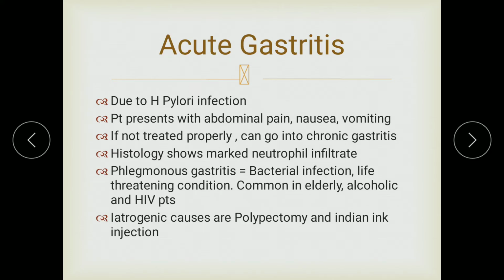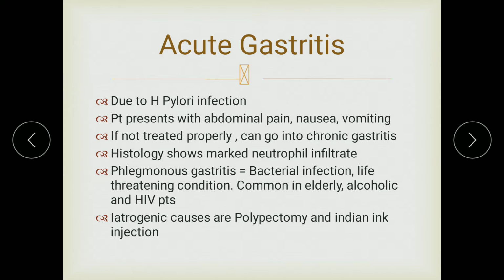It is broadly classified into acute gastritis and chronic gastritis and some miscellaneous forms of gastritis. Acute gastritis is mostly due to H. pylori infection. Patient will present to us with epigastric pain, nausea and vomiting. If not properly treated, this can go on to chronic gastritis, which in turn can go on to gastric carcinoma. The histology will typically show neutrophil infiltrate because it is acute.